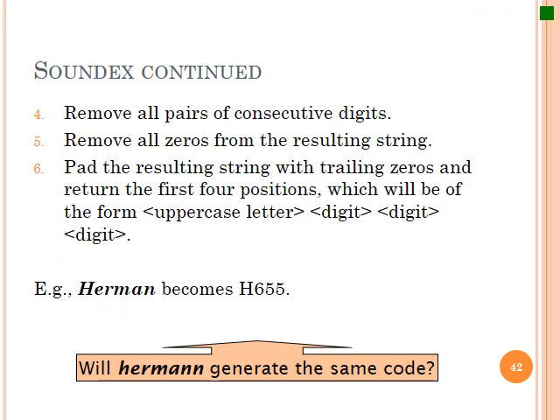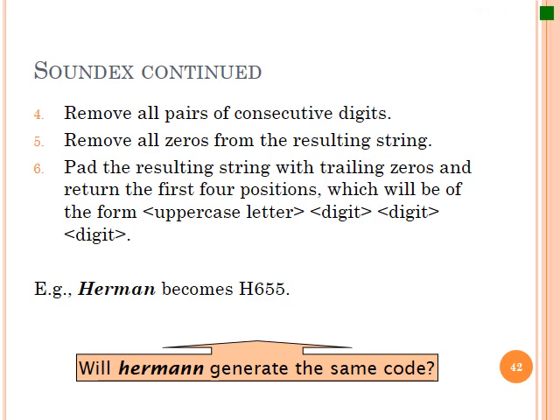You remove all pairs of consecutive digits. Why? Because if you have consecutive digits, wait a second. Consecutive digits means that if you have a pair of digits that are next to each other. Digit means the numeric digits.